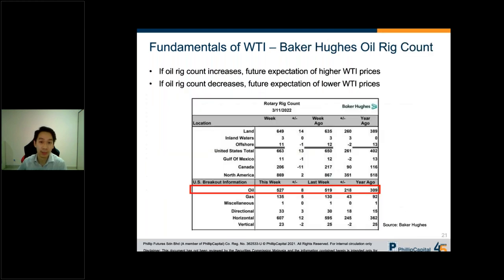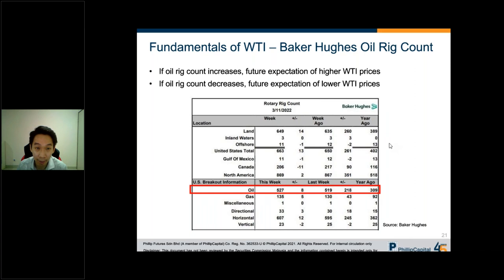Okay, then the next thing we'll look at is the Baker Hughes oil rig count. So what is oil rig count? Basically it refers to the supply of crude oil, WTI crude oil, in the market. Every week Baker Hughes produces data on how many active oil rigs there are in the US, in every region of the US. This data is released on Friday night around 11:30 p.m.